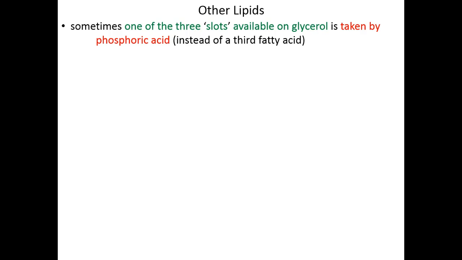Sometimes we can use glycerol and not make a triglyceride. Instead, we can use those 3 slots in other ways. Oftentimes, 2 of those slots will be taken up by fatty acids, just as we saw before, but the 3rd slot can be taken up by phosphoric acid instead of a 3rd fatty acid. When we do that, we create a more polar molecule, a molecule that has a much more polar head group, and we call that a phosphatidic acid.